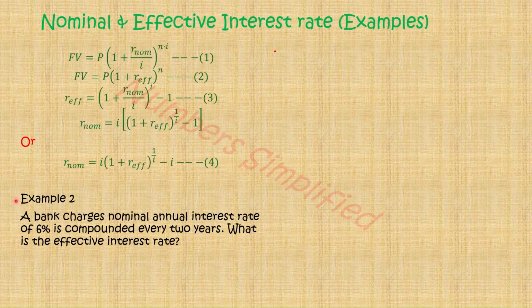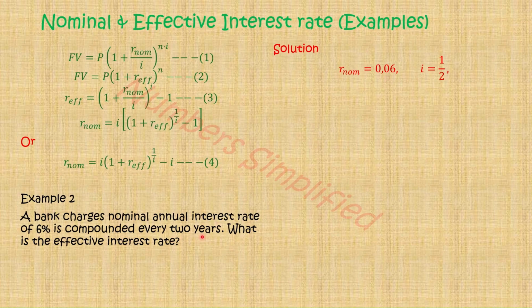Moving on to example 2. A bank charges nominal annual interest rate of 6%, which is compounded every 2 years. What is the effective interest rate? So, as before, we look at what variables we are given from the question. So it's easy to see that we are given the nominal interest rate, which is 0.06 in decimals. And of course, that means 6%.